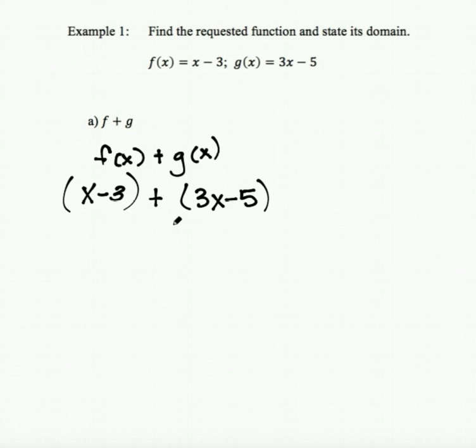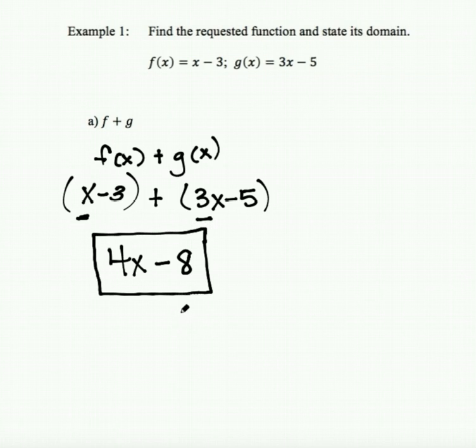And then from here, I'm just going to combine like terms. So I have an x plus a 3x, which is going to give me 4x. And then I have a negative 3 plus a negative 5, which is going to give me a negative 8, or a minus 8. So my combined function, by adding these two together, is 4x minus 8. Now, it also asks us to state the domain. Remember, my two restrictions for domain, I have to look at denominators and radicals. Well, there's no denominator here, and there's no radical, so my domain is simply negative infinity to infinity, all real numbers. I can put any values in for x, and I'm going to get an output value.